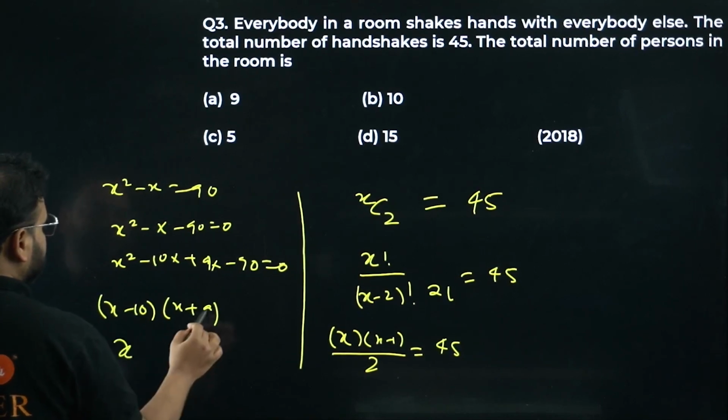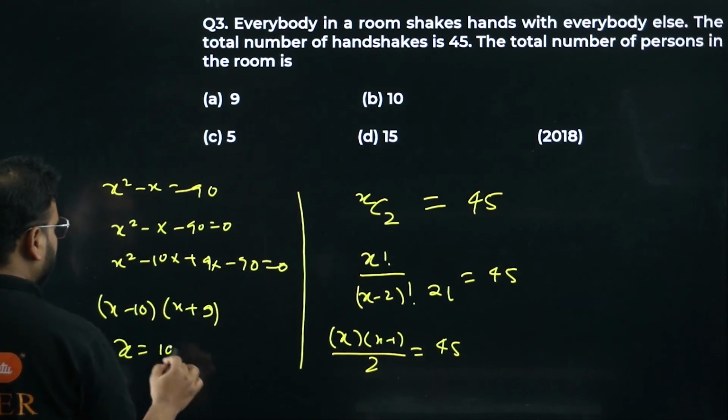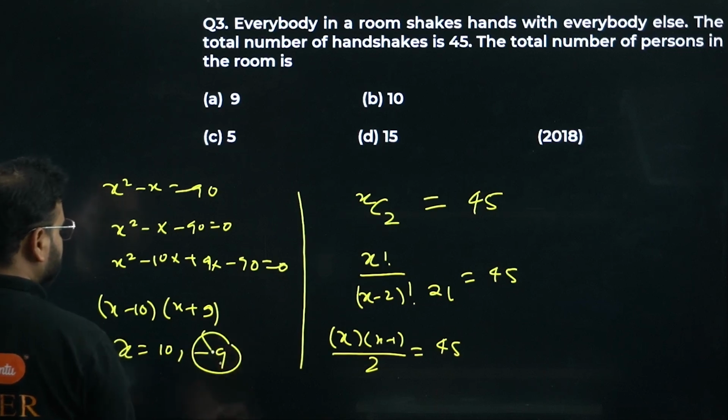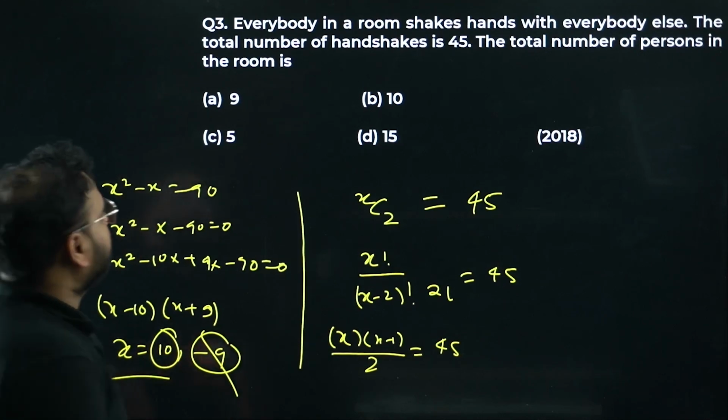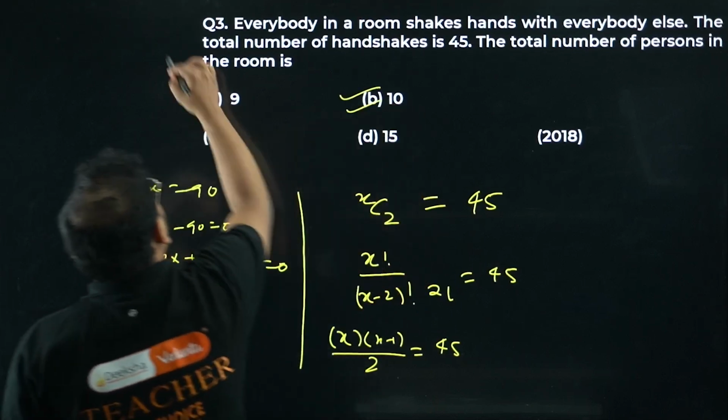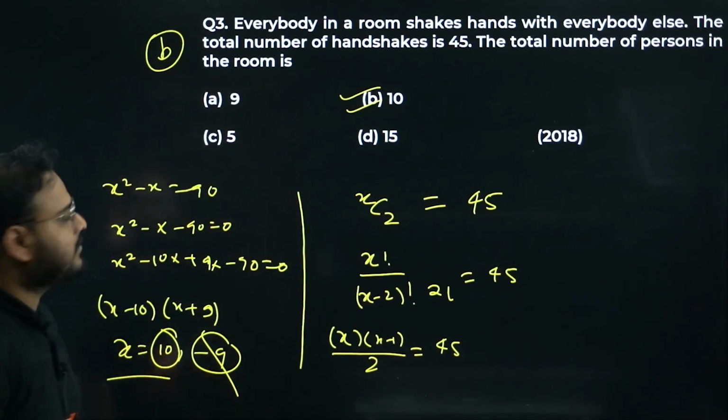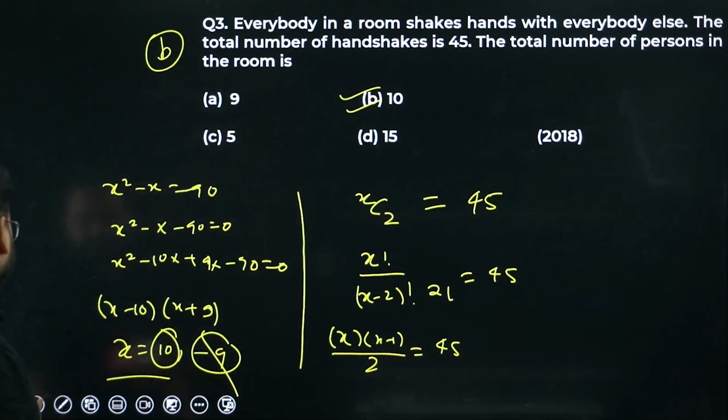X is 10 or minus 9. I can't have a negative value, that is gone. The answer will be 10. So X as 10 is the value. Please check. Option B is correct. Third is done. Fourth one now.